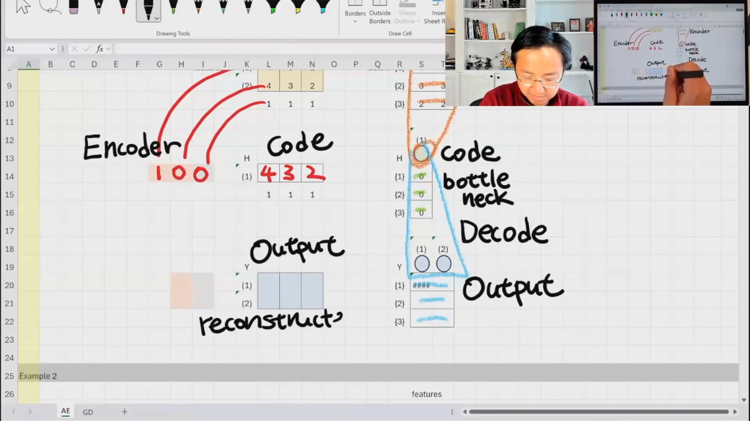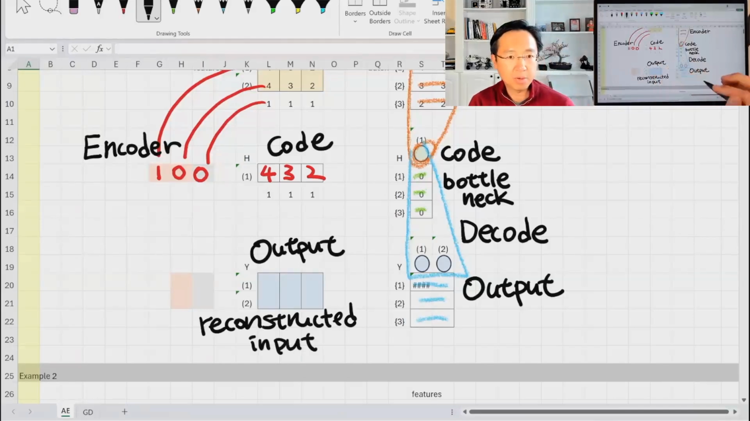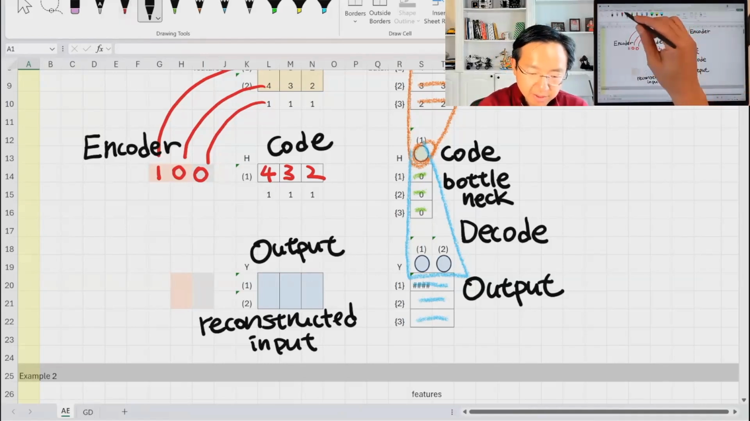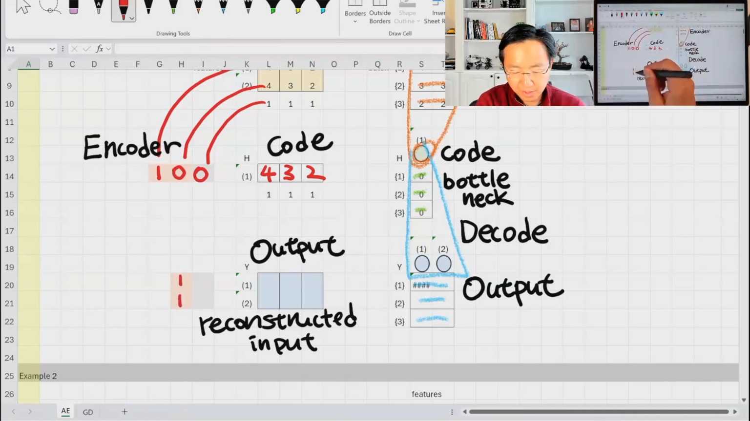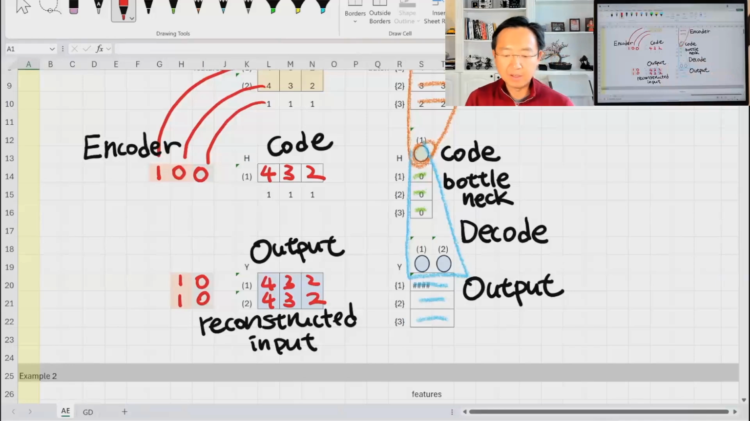reconstructed input. So the logic is that if the code is able to capture what is really inside a signal, we should be able to use the code to completely reconstruct the input. So this is the idea. If I were to write the weights myself, I want 432 to become 443322. And this is actually a trivial example. So I just use weight 1 and bias 0. So I'll be able to get 432 and 432 out of this network.